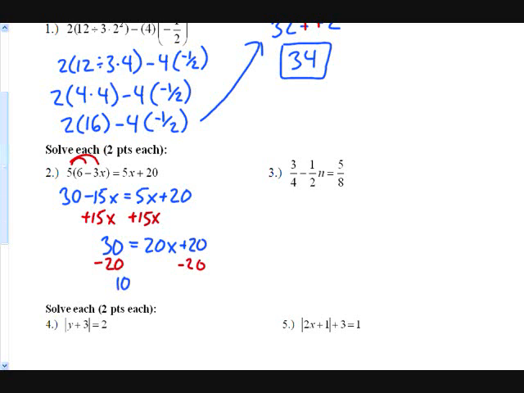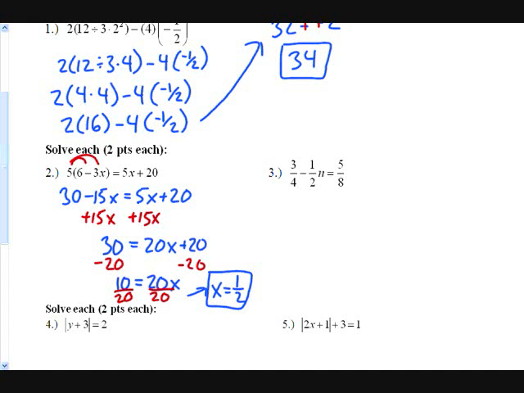So that's going to give me 10 equals 20x. And then the last thing I have to do is divide each side by the 20. So I find out x equals 1/2. Okay?